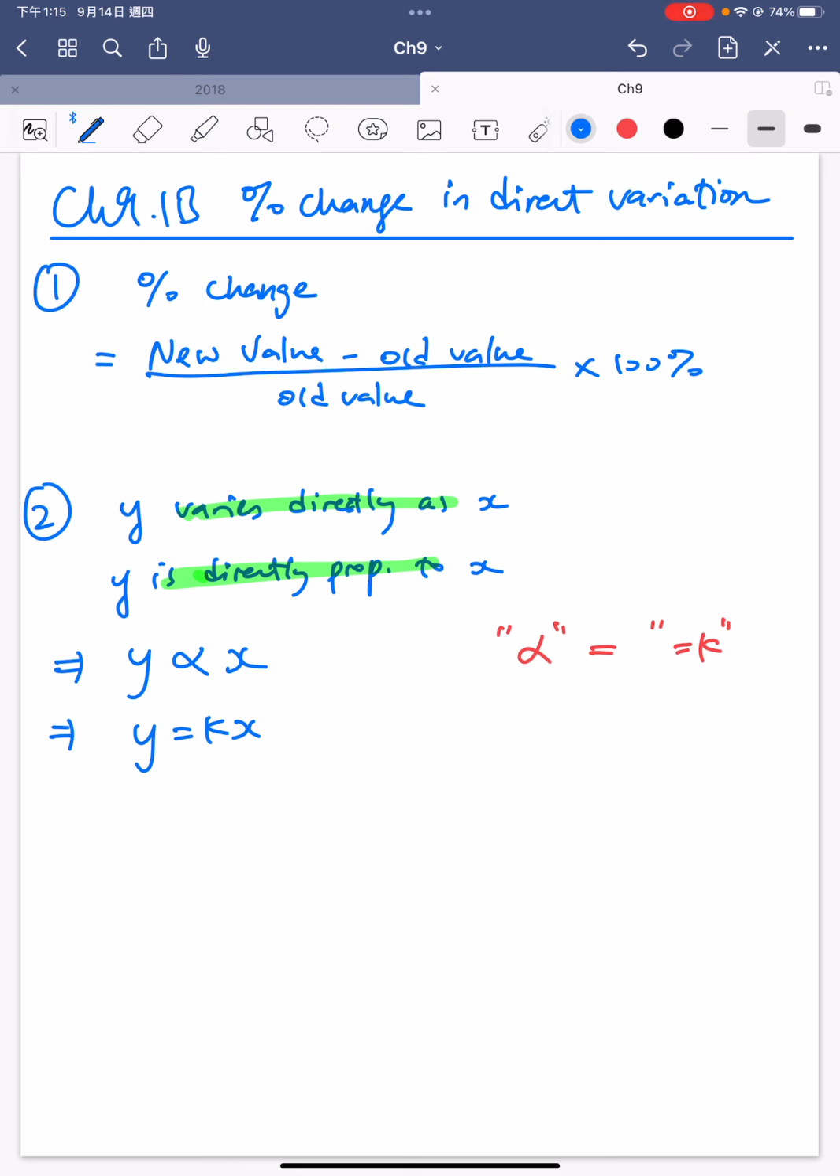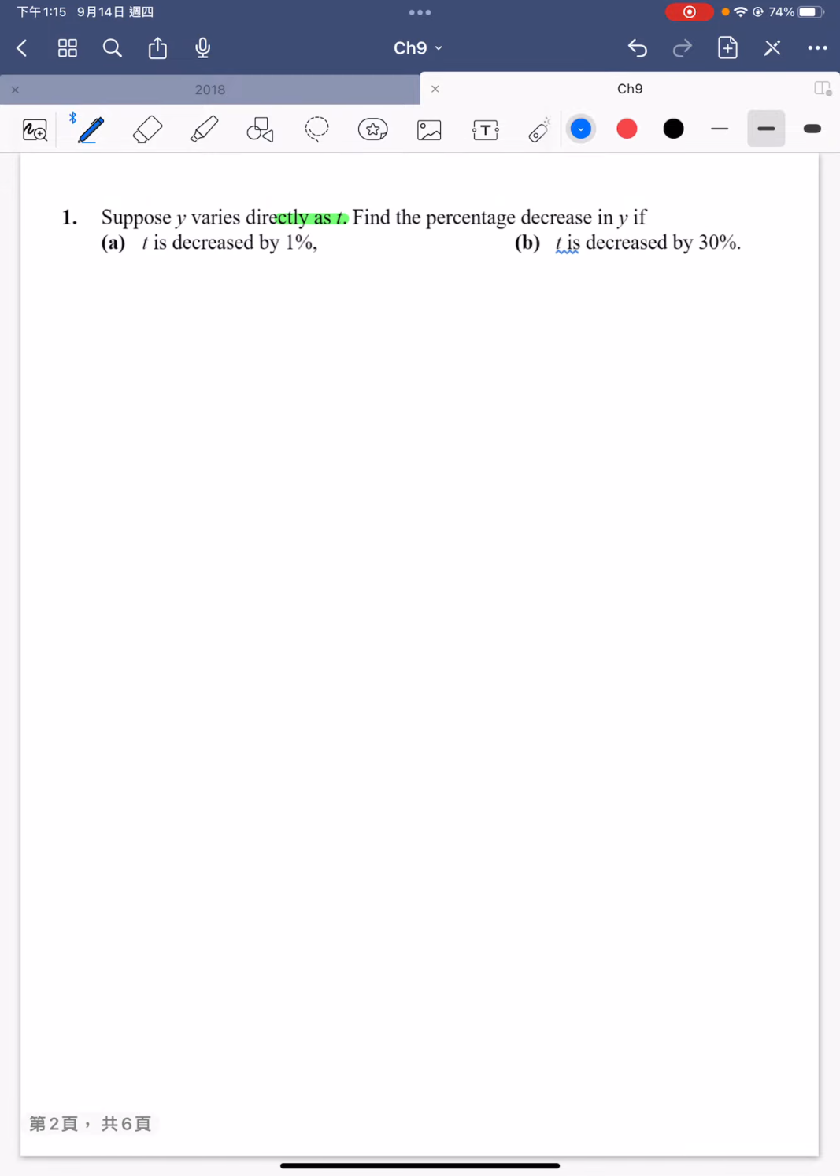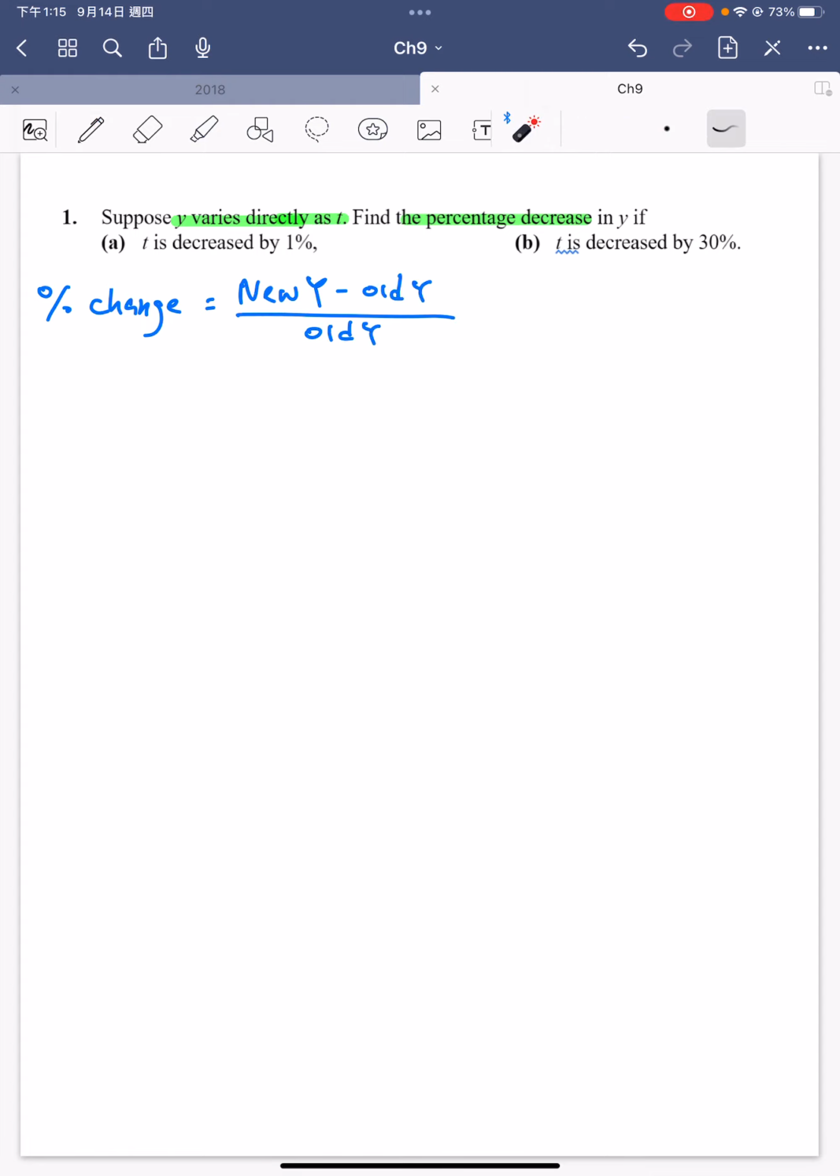So now we can move into our worksheet question 1. In this question, you can see that the question is asking y varies directly as t, and find the percentage if something like t is decreased by 1%. So what we want to find is the percentage. First of all, we need to use the percentage change formula, which is equal to the new y minus the old y, divided by the old y.